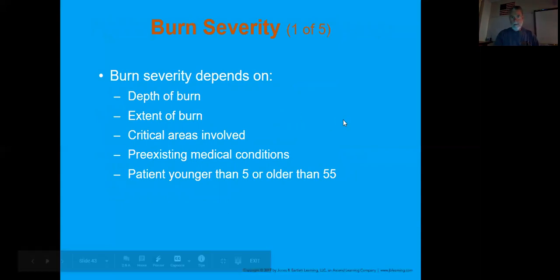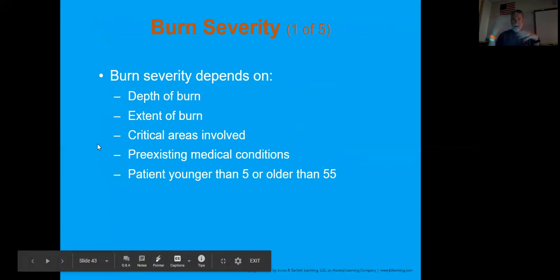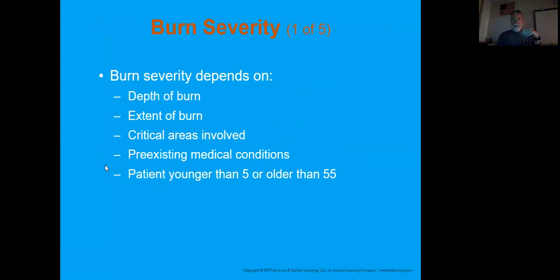Now, burn severity is going to depend on a couple of things, just like with open or closed injuries. The depth of the burn: is it a first, second, or third degree? Is it over 2% of the body, or over 20% of the body? Is it at critical areas, the hands, the feet, the genitalia, the mouth? Those areas all decide how severe this is. Are there pre-existing medical conditions? And then patients younger than 5 and older than 55, those are two groups that might have thinner layers of skin.